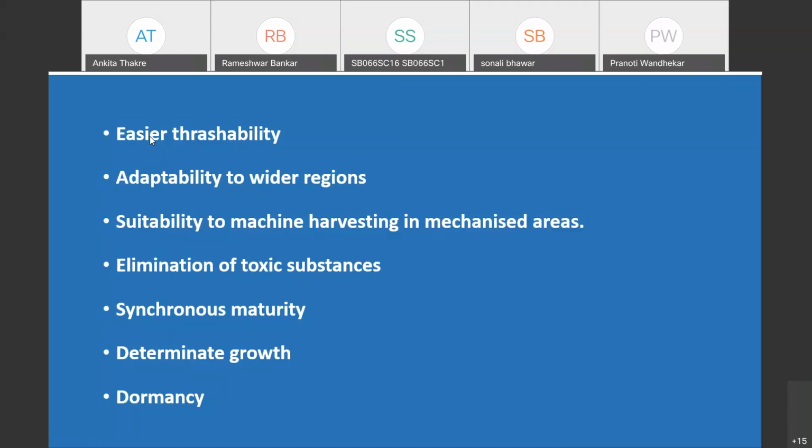Okay, nowadays even in India or even in villages, you can see the harvesting and threshing, and the further post harvesting processes, are carried out with the help of different types of machines. That's why the variety should be suitable to machine harvesting in the mechanized areas. Okay, then another aim and objective: elimination of toxic substances.